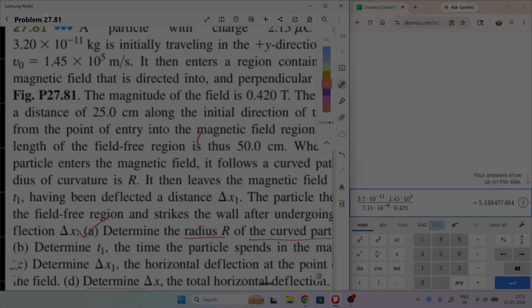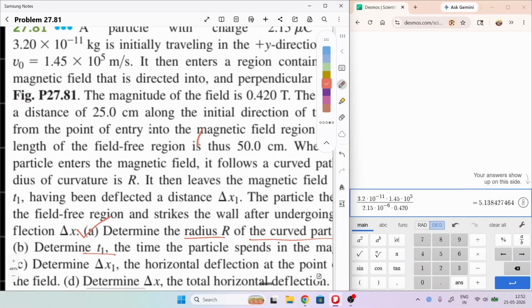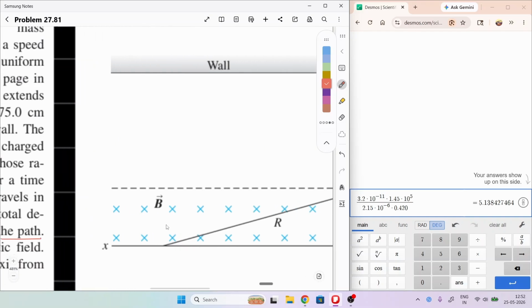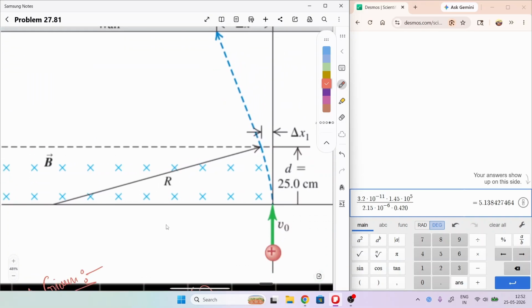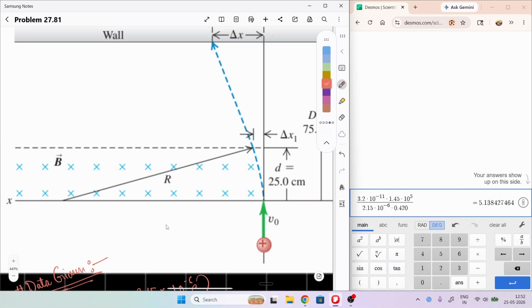In the second question, we have to determine T1, the time the particle spends in the magnetic field region. So let's solve this. Let's go to the diagram. Here is the charged particle which is projected along the y-axis with a velocity v0, as discussed earlier. The total width of this magnetic field region is 25 centimeters, as given in this figure. And here is the deflection delta x1. Let this angle be phi.